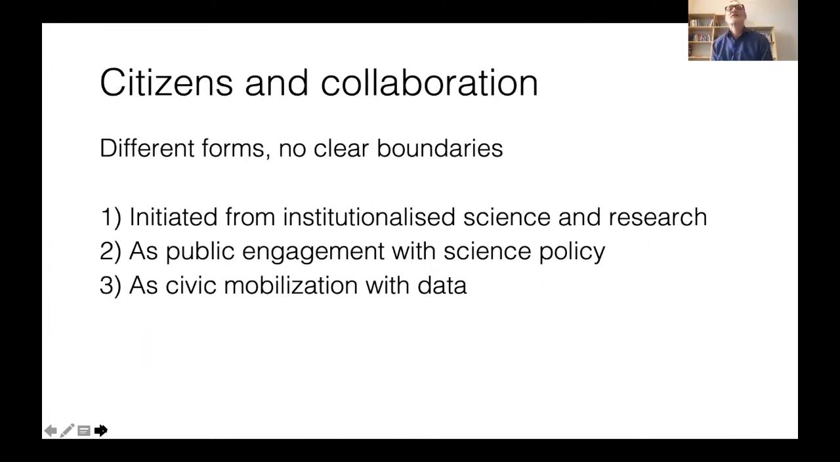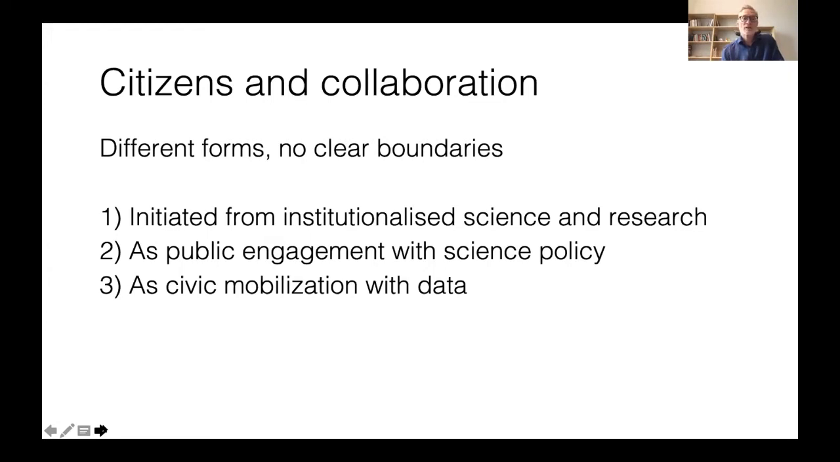There are, as I said at the outset of this presentation, different forms of citizen science, which I think are important to have a little bit of a grasp on. And the first one is what is usually thought about when we talk about citizen science. It is projects that are initiated from institutionalized or professionalized science and research, and where volunteers or contributors or citizens or whatever we would like to call them are invited into some aspect of the research process. Usually it has to do with the observations and collection of data.